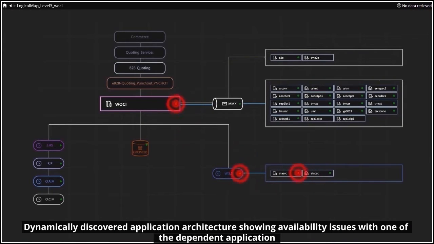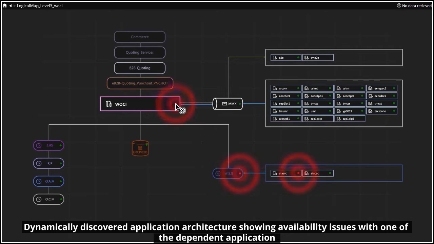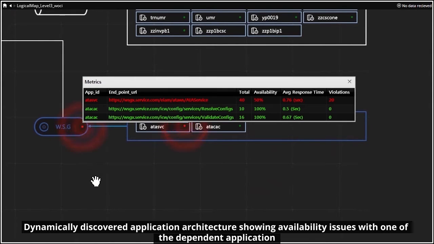All the metrics are dynamically discovered and baselined over a period of time, and alerts are based on deviation from normal. The next drill down shows dynamically discovered application architecture, easily detecting availability issues with one of the dependent applications, which is called as a web service over the web service gateway.